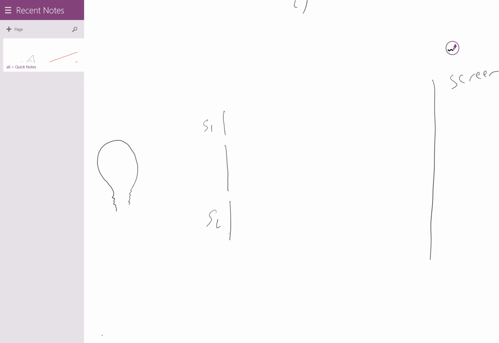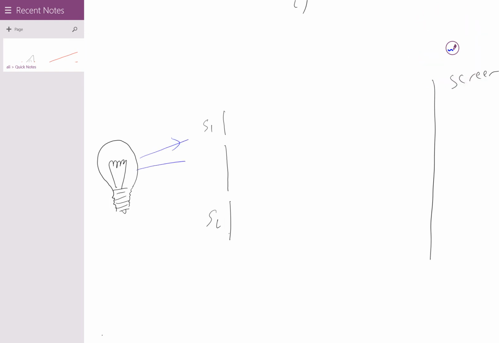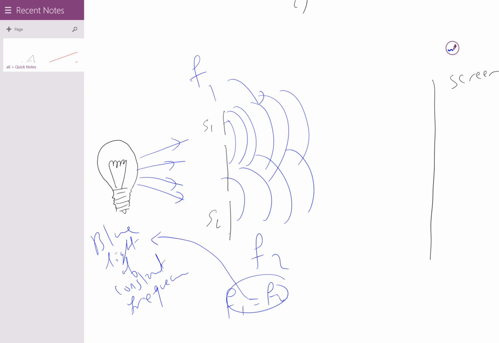Suppose we have an incandescent lamp that emits a certain radiation, suppose blue light of constant frequency. This means that when S1 and S2 emit their diffraction patterns, this one has frequency F and this one has frequency F. F1 and F2 are equal here because the light is blue and it has constant frequency. So S1 and S2 are synchronous anyway. So the first condition is satisfied here.